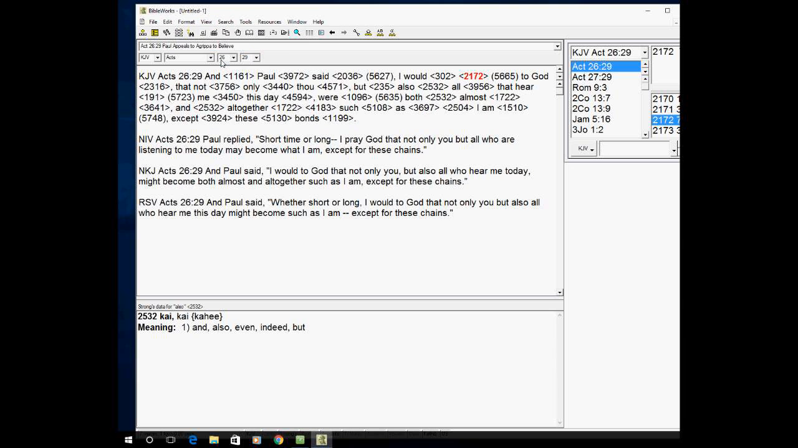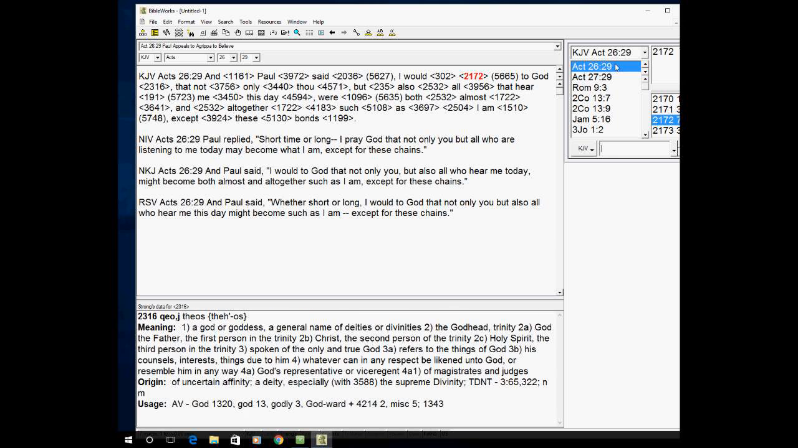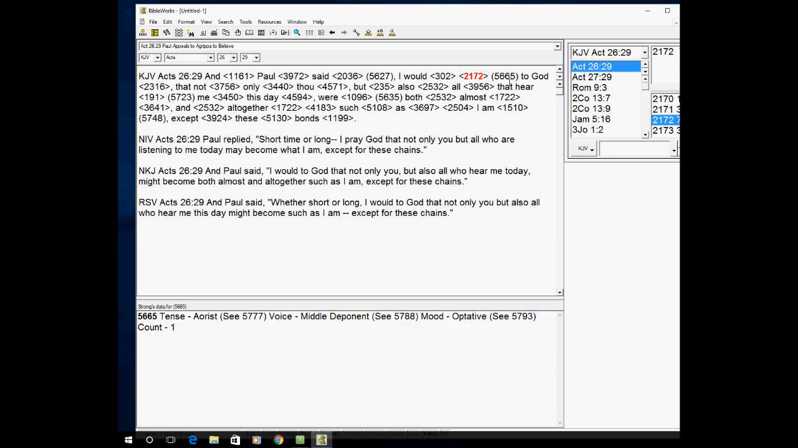Perfect. Very good. This is real good because it'll show you where the same Greek word is translated in different ways. So if we take the Greek word euchomai, which is translated wish, now if we take it in another place, it's I would to God.